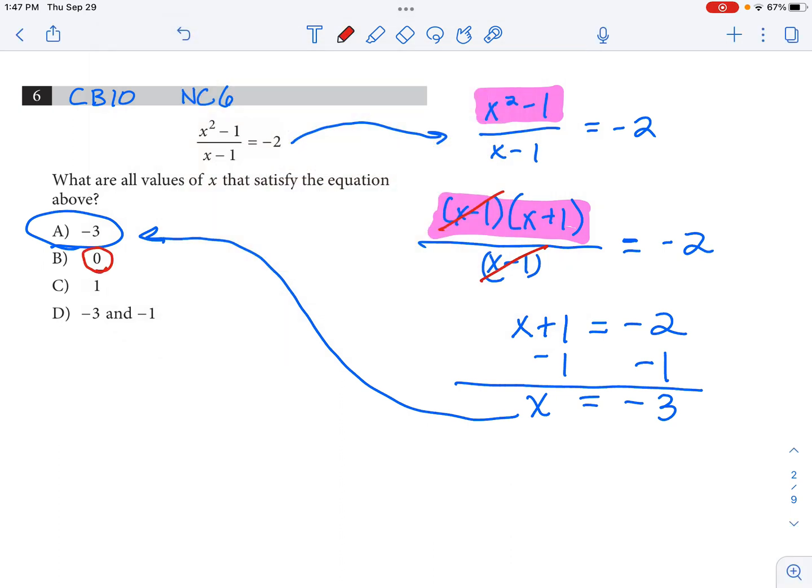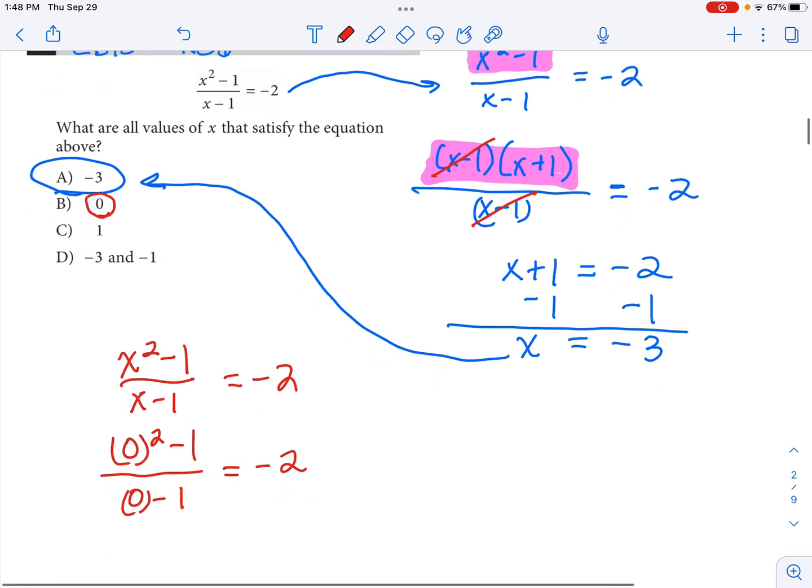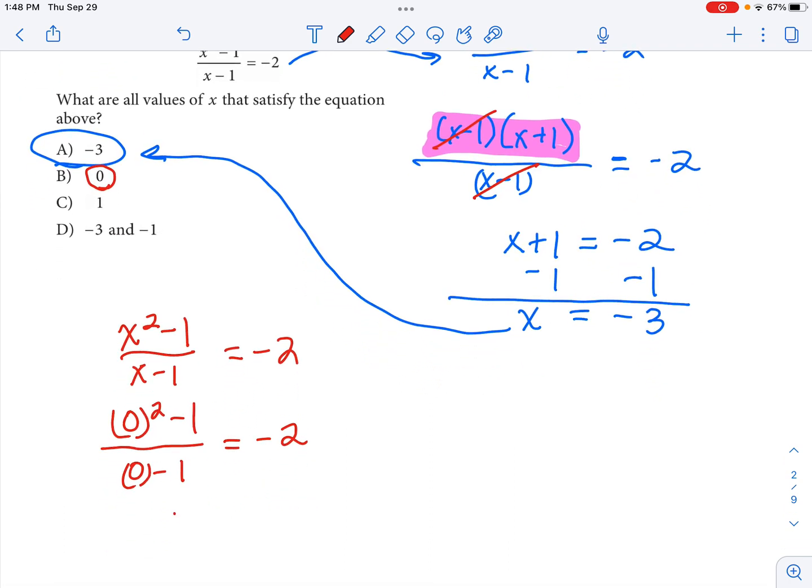I see that I have 0 as the distractor for answer choice B. I could take my (x squared minus 1) over (x minus 1) equals negative 2, and I could plug 0 in for x and see if I get a true or a false statement. If I get a true statement, it's one of the solutions of the equation, and if I get a false statement, it's not. Well, in this case, I get negative 1 over negative 1, which is positive 1, and positive 1 does not equal negative 2, so this is not a correct answer. So B, you could cross it out.